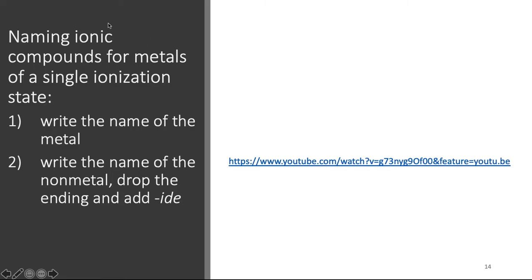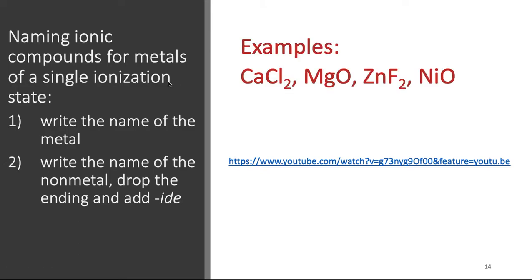If we want to name ions of metals that have a single ionization state, meaning they form just one type of ion, we first write the name of the metal because, as you know, the metal comes first in an ionic compound. And then we write the name of the nonmetal, we drop the ending, we cut it off, and we add IDE to name the anion.